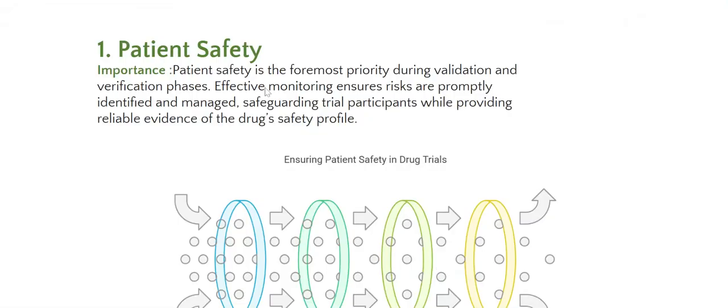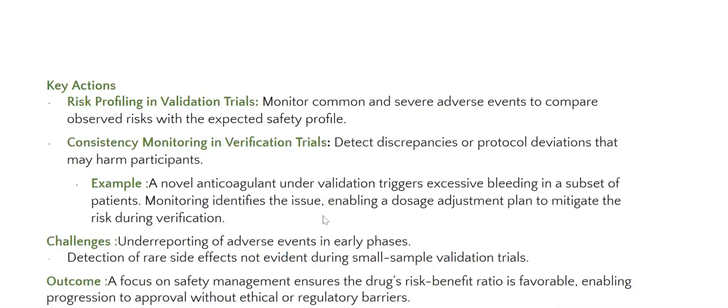Key points. Patient safety, participant safety. Importance here: patient safety is the foremost priority during validation and verification phases. Effective monitoring ensures risks are promptly identified and managed, safeguarding trial participants while providing reliable evidence of the drug's safety profile. And here is a summarized diagram on ensuring patient safety in drug trials, left to right, starting from risk profiling, consistency monitoring, adverse event management, and then dosage adjustment.